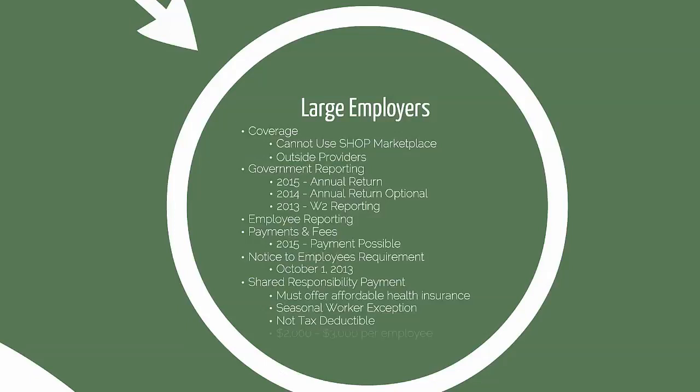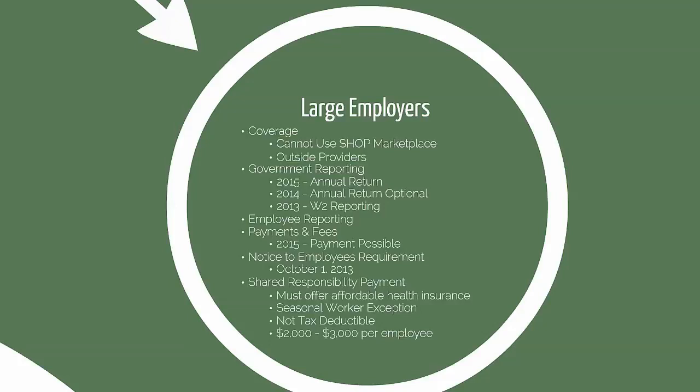If they don't offer insurance, the annual payment is $2,000 per full-time employee, excluding the first 30 employees. If they do offer insurance, but the insurance doesn't meet the minimum requirements, the annual payment is $3,000 per full-time employee who qualifies for premium savings in the marketplace.